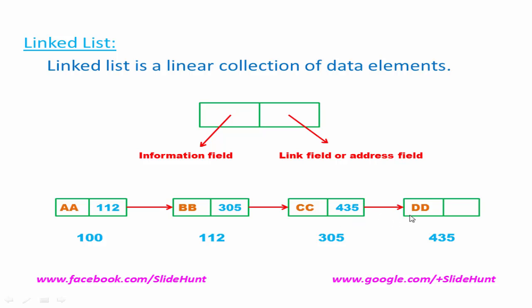After the fourth node, there are no other nodes. It is the last node in the list. So the pointer of this node will contain a special value which is called null, which indicates the end of the list. To access the linked list, we need to know the address of the first node in the list, and the address of the first node is stored in a list pointer variable called start.